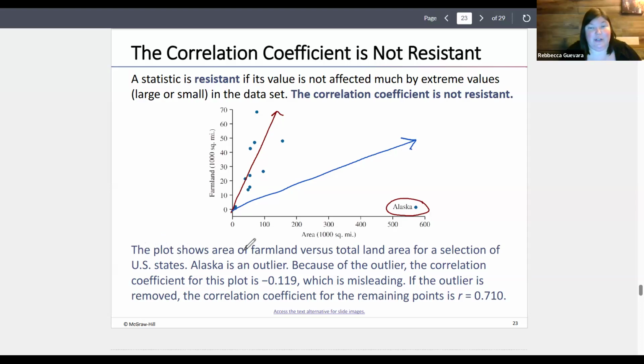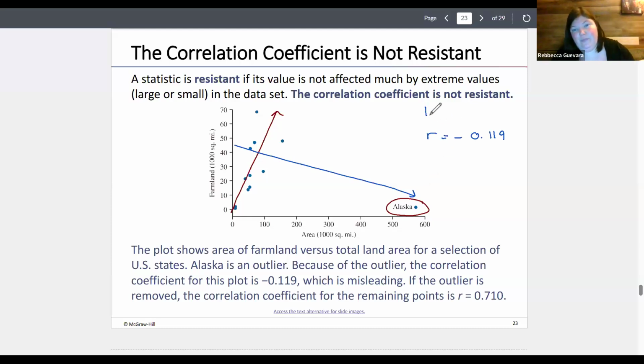So the plot shows area of farmland versus total area of a selected state. Alaska is an outlier. Because of the outlier, the correlation coefficient for this plot is going to be -0.119. So they actually think the data is doing this. It's actually seeing a decline because of Alaska way out here. Most of this, we're seeing a positive association, but this point is making it a negative association.